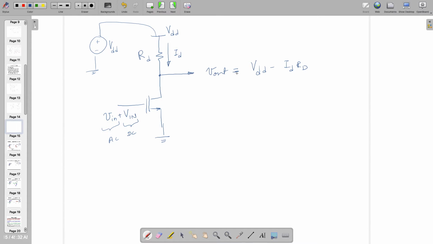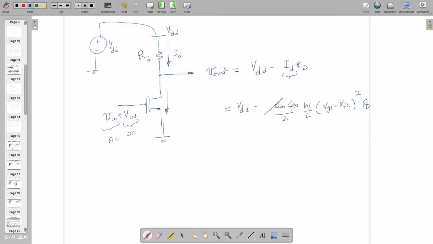Now, it's the same current which is flowing from here, by the way. And in saturation, this ID is equal to mu n Cox by 2 W by L (VGS minus VT) whole square times RD. Are you following it now or any difficulty? Okay. So this is the equation.